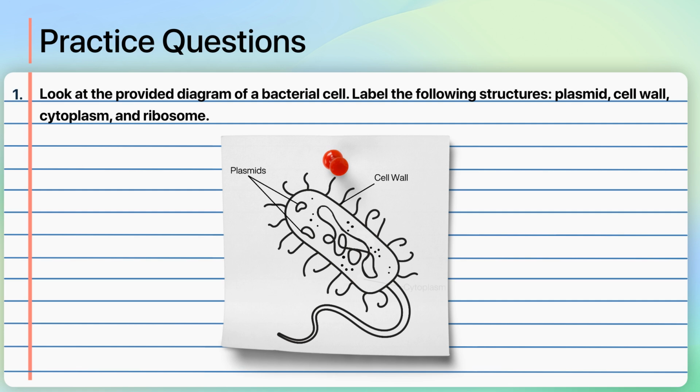To label the cytoplasm, we need to identify the jelly-like substance filling the interior of the cell. Finally, we need to identify the tiny dot-like structures within the cytoplasm, which are the ribosomes where protein synthesis occurs. Using this approach, you can accurately label and identify the different organelles in a bacterial cell diagram.